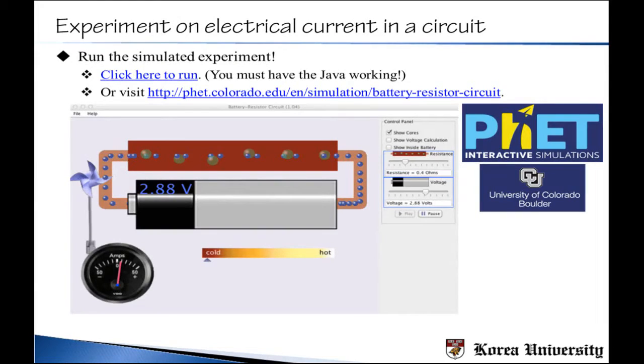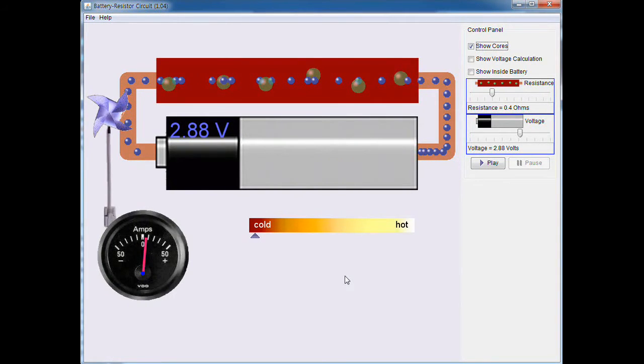Okay, let's try another simulated experiment. This time, this simulated experiment is about the circuit with a battery and a resistor. Here in this simulation, we have a battery and some kind of material which are connected by wires. And this battery can supply an electric potential of 2.88 volts. Let's play. Now, some things are moving, right?